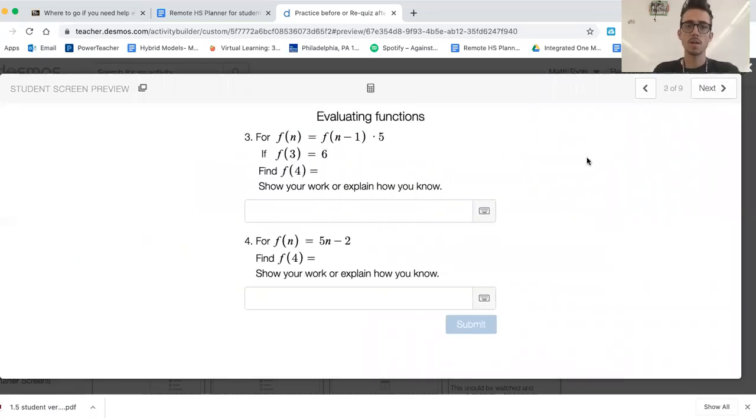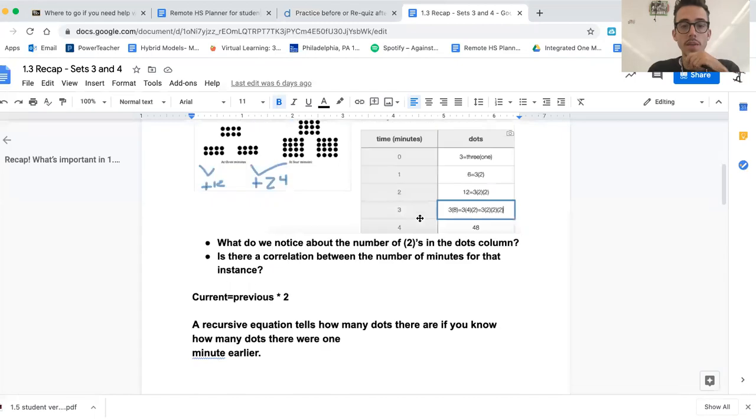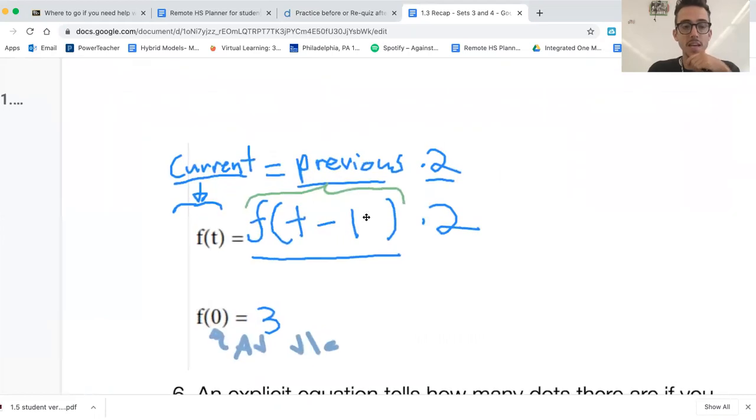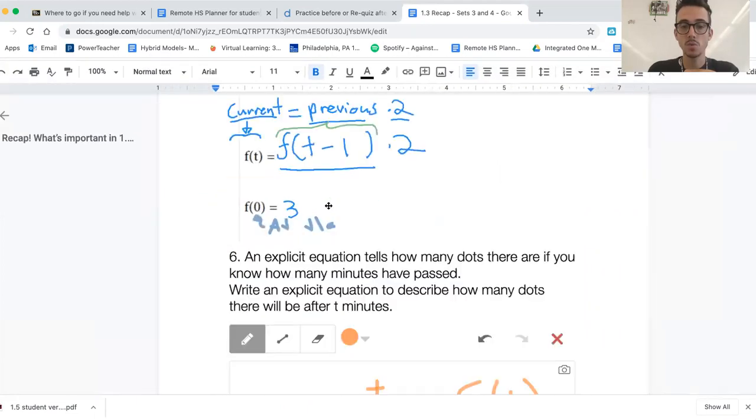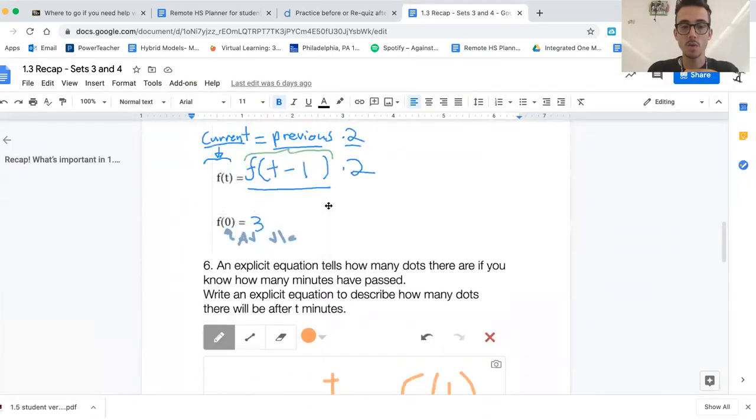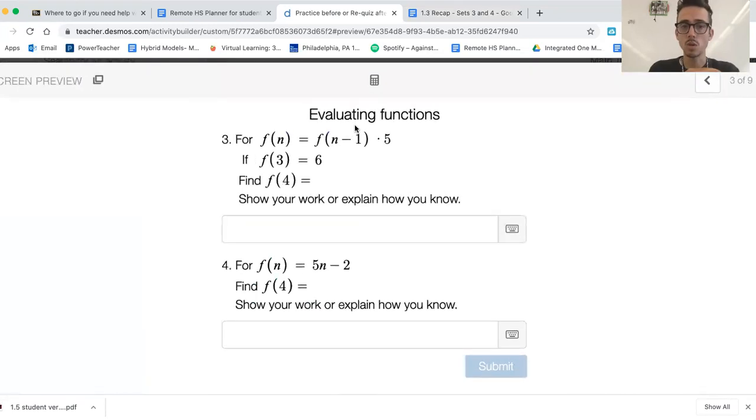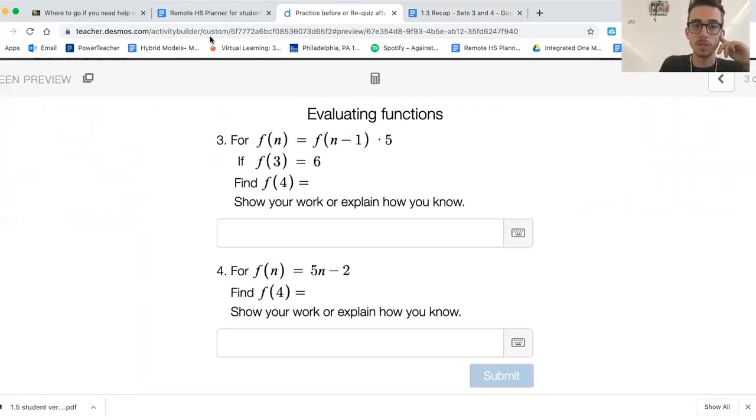Let's keep this going, evaluating functions. We have function notation here, a little intimidating, but don't let that intimidate you. We saw function notation in 1.3. So I am going to take a look back at what we saw in 1.3 with our recaps. We saw that we can write our current as f of t and our previous as f of t minus 1. We use those terms back and forth now. So whenever you see f of t minus 1, or in this case f of n minus 1, treat that as if it's talking about the previous term.